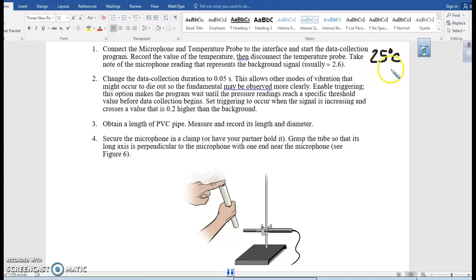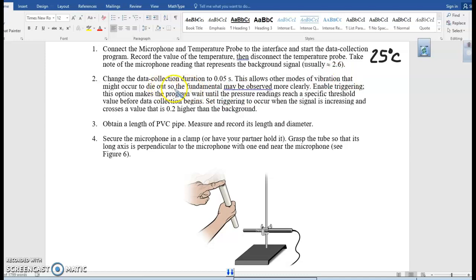Now, later in the lab, you are going to have to know the speed of sound in air at 25 degrees Celsius, and that is in our notes as well. I can't remember what slide it is, but maybe I'll come back to that.